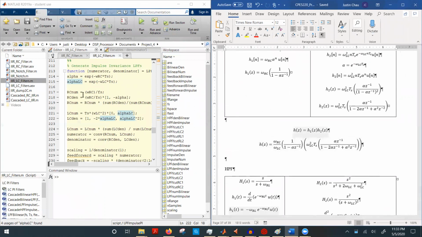So notice how I have this RC, because this is the RC section right here. So it's got the omega RC over Fs, and then it's got the RC denominator, which is going to be 1 minus alpha. And so then I have the scaling factor, just like before. And then for the LC numerator, I have alpha LC with this coefficient in front. And then for the denominator, I have this down here.